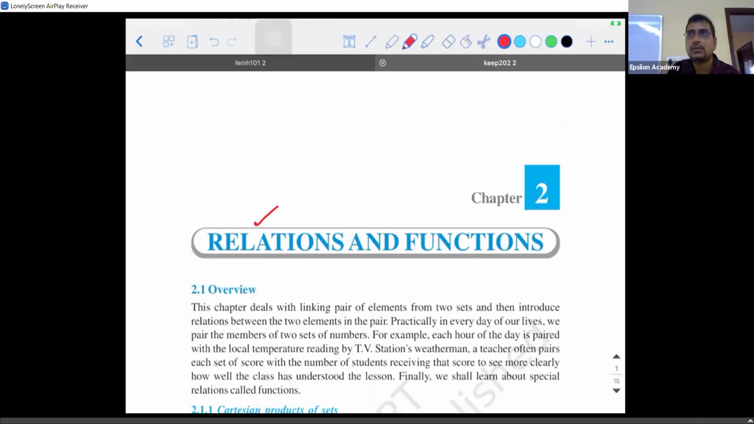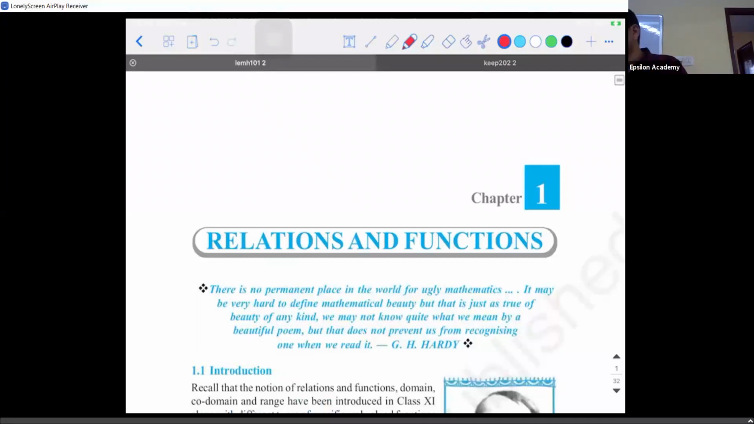It is a subset of the Cartesian product of... yes. So first we need to know what is an ordered pair. Everybody knows what is an ordered pair. Just for the benefit of people who missed last class, I'll explain it again. So ordered pair is not known to everyone, right?